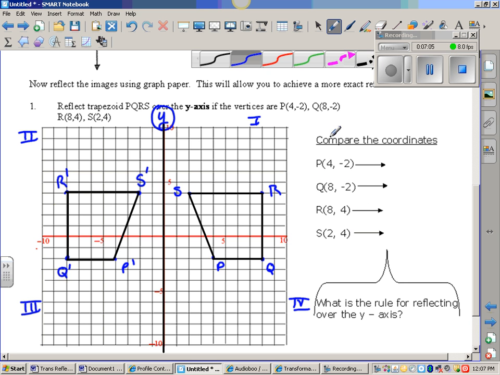And now they want you to compare the coordinates. So I already wrote out the coordinates for you of the original. I want you to come up with the coordinates of the image. So this was P first. So now we're after P prime. P prime, you start at 0. Walk 1, 2, 3, 4. So the coordinate is -4, -2. Q prime, right here. You're going to walk to -8, -2. R prime is -8, 4. And S prime, -2, 4.